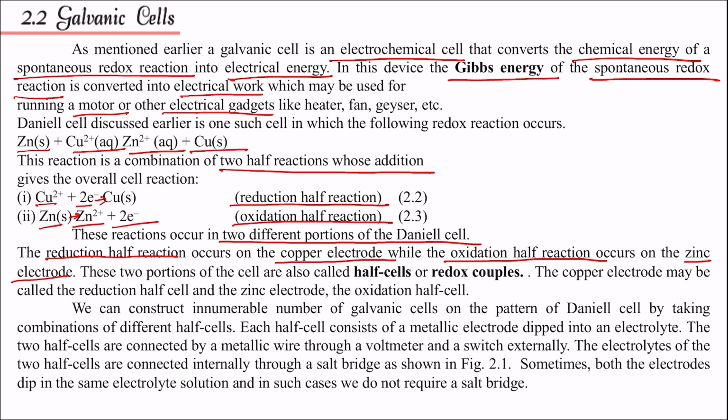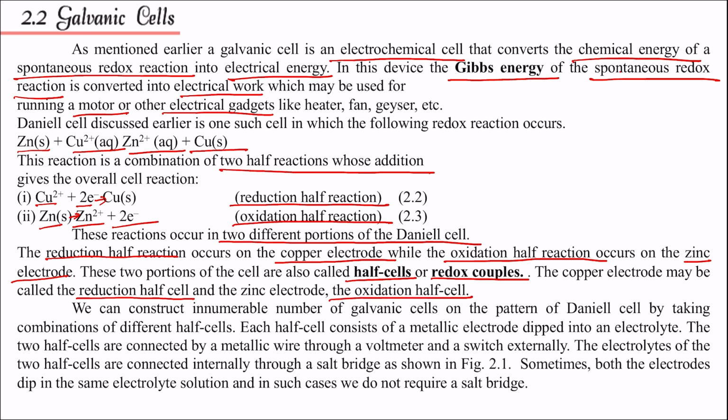These two portions of the cell are also called half cells or redox couples. Why redox? Because simultaneous oxidation and reduction is taking place. One is getting oxidized, another one is getting reduced. Zinc is getting oxidized, copper is getting reduced. The copper electrode may be called the reduction half cell and the zinc electrode the oxidation half cell.